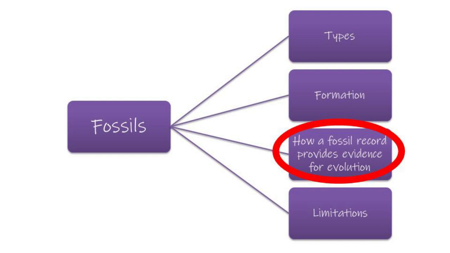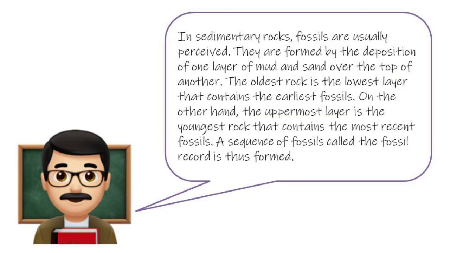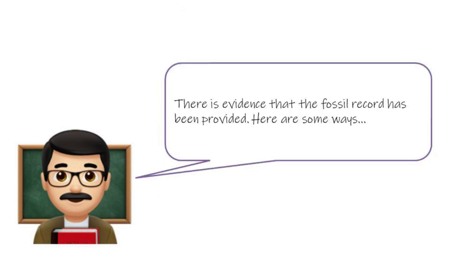You may ask how a fossil record provides evidence for evolution. In sedimentary rocks, fossils are usually preserved. They are formed by deposition of one layer of mud and sand over the top of another. The oldest rock is the lowest layer that contains the earliest fossils. On the other hand, the uppermost layer is the youngest rock that contains the most recent fossils. A sequence of fossils called the fossil record is thus formed. There is evidence that the fossil record has provided.